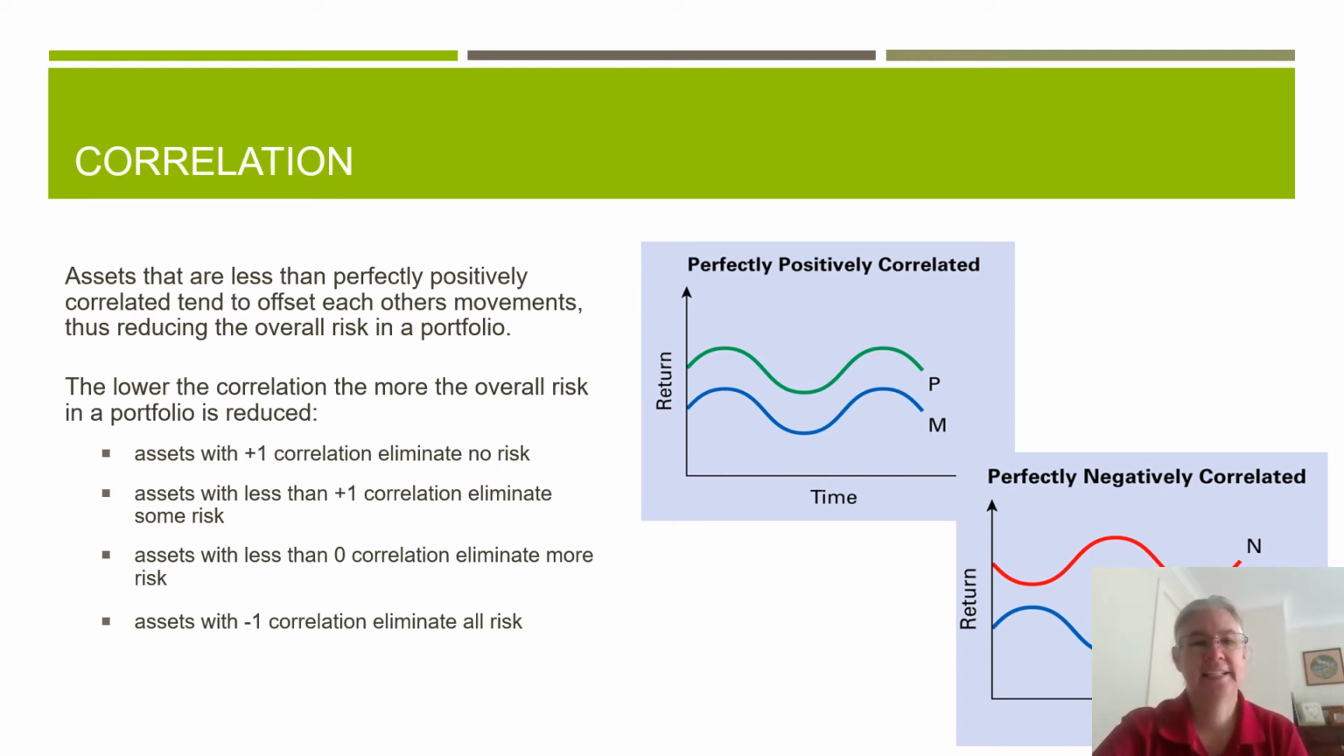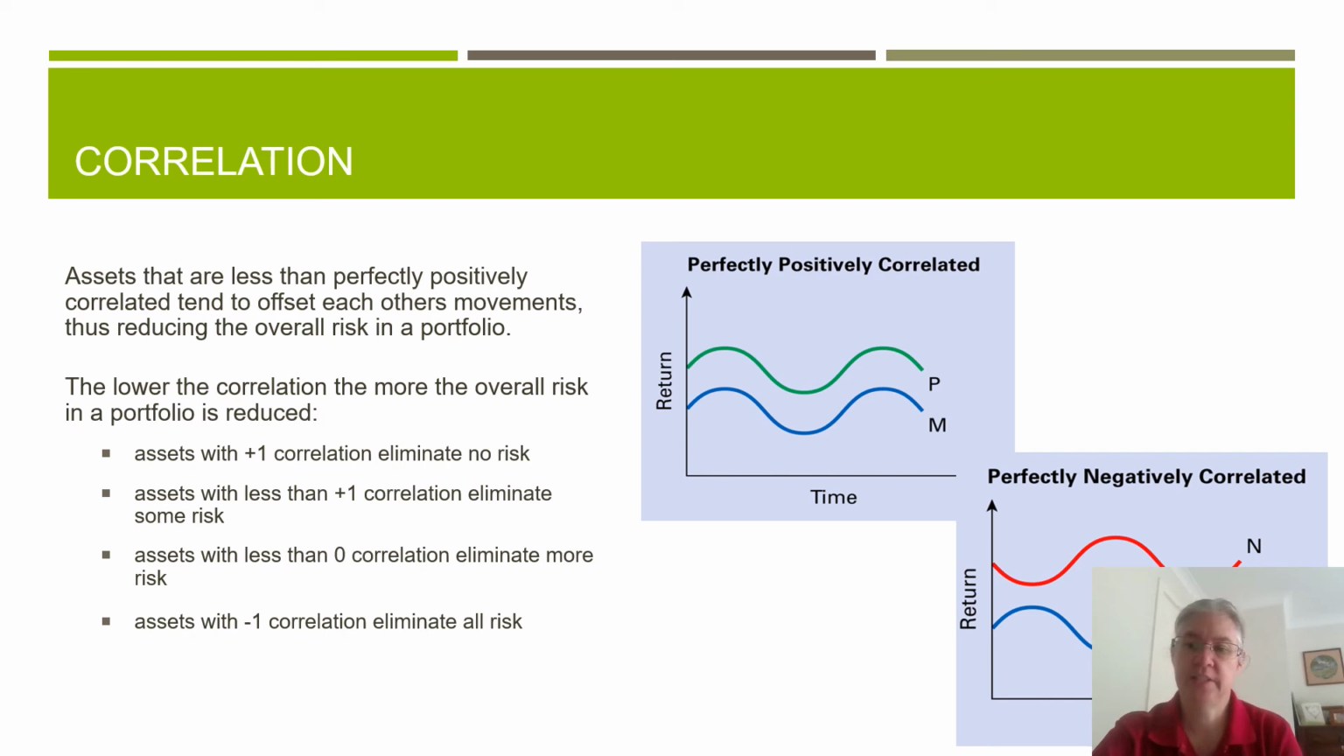Now, assets that are less than perfectly positively correlated tend to offset each other's movement. So that's good because it can help reduce the risk in a portfolio. So the lower the correlation, the more the overall risk is reduced. So if we have assets with +1, then it won't eliminate any of the risk. They're perfectly positive. Assets with less than +1 eliminate some risk. And if they're less than 0, they'll eliminate more. And ones that are -1 will eliminate all risk.